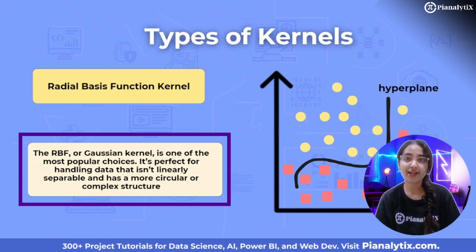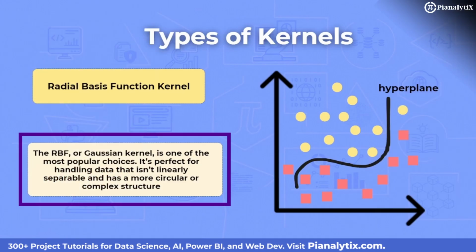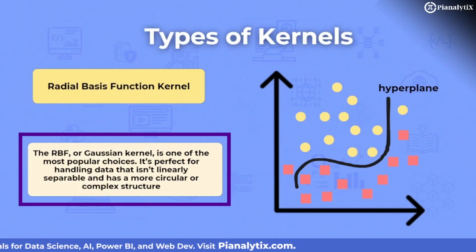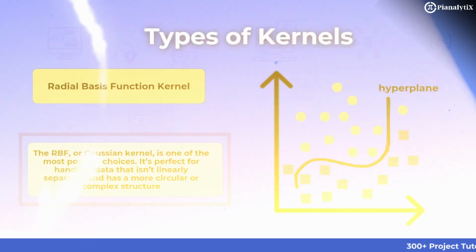It's perfect for handling data that isn't linearly separable and has a more circular or complex structure. This kernel has a parameter called gamma, which controls how far the influence of a single training example reaches. Smaller gamma values make the model generalize more, while larger values focus more on individual data points.